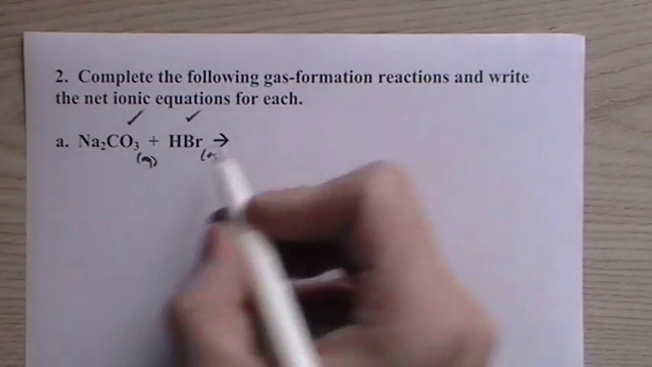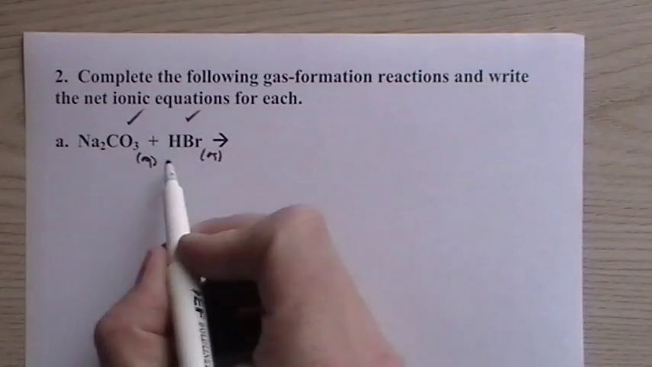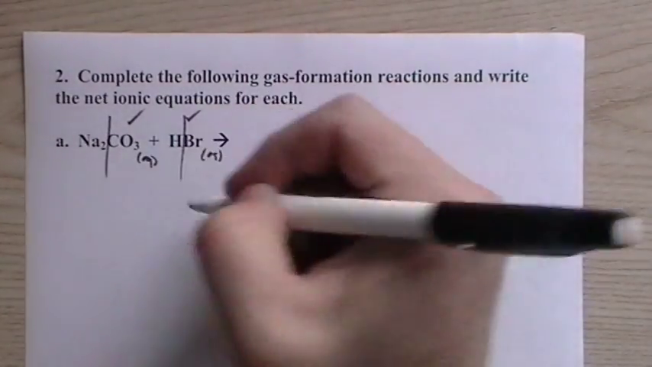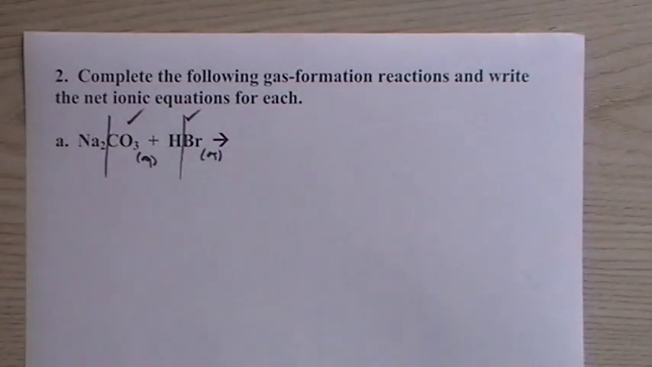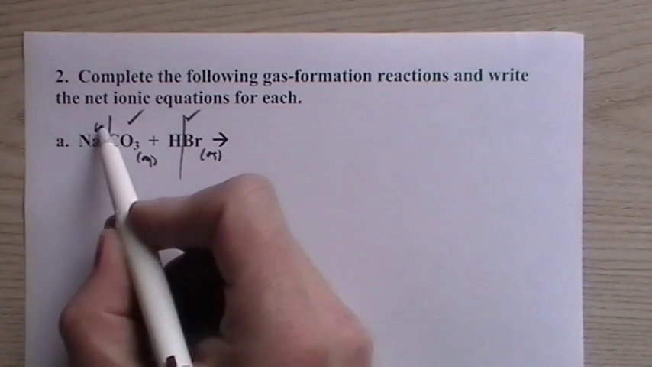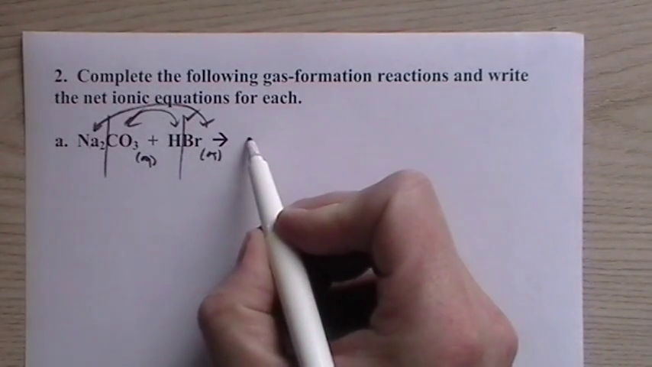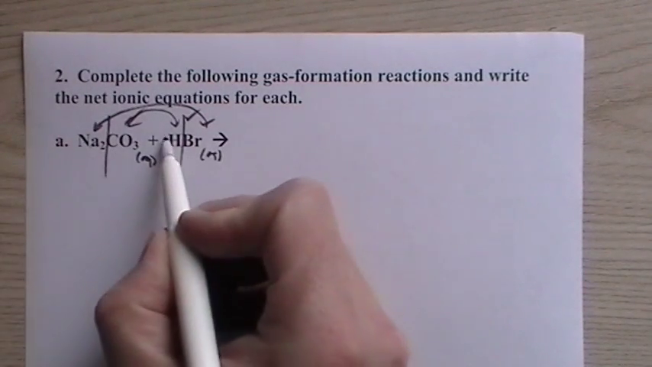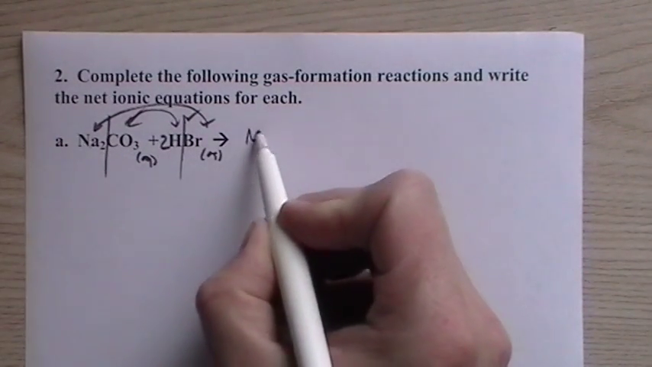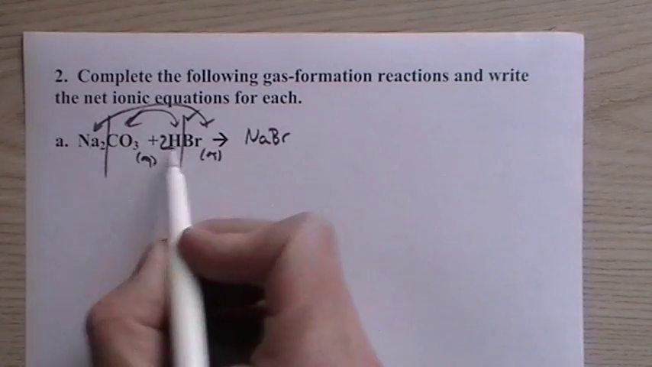Now, what students will do if they have to complete a reaction, they know enough to do this kind of switching of partners. The sodium goes with the bromide, the hydrogen with the carbonate, and you can see that you can balance it later if you don't see it, but it would be 1 to 2 here.